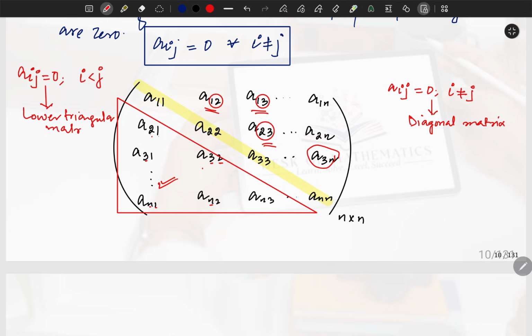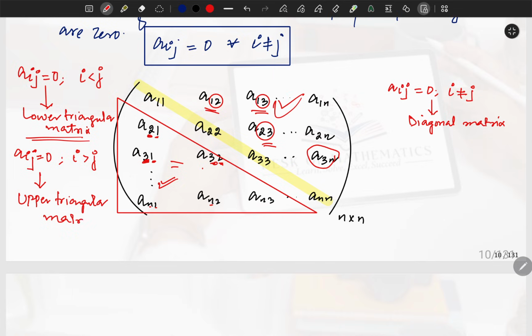And now look at here, the row i is greater than j. If these elements are 0, I am not talking about the two conditions together, I am separating them. So if a_ij is 0 for i greater than j, then these will be 0 and these will be non-zero. At that time we call the matrix an upper triangular matrix.